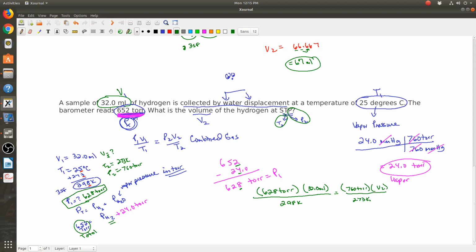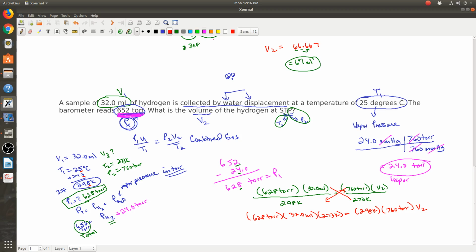All right, if you got these numbers correct and you still got the wrong answer, I probably only took 1/4 of a point off. But you need to make sure you're cross multiplying and being very careful. So you cross multiply. So we say 628 torr times 32.0 milliliters times 273 kelvins equals, do the other side, 298 kelvins times 760 torr times V2.